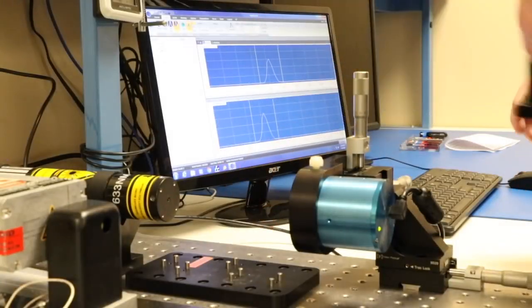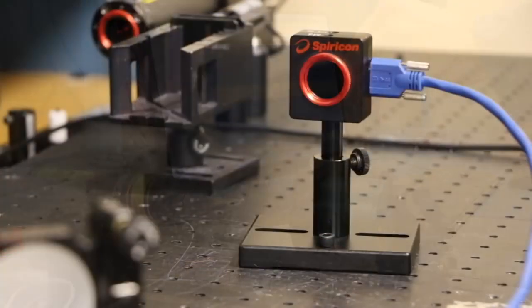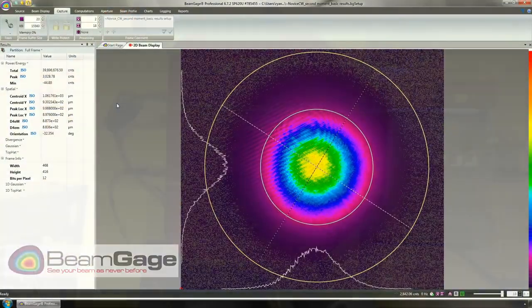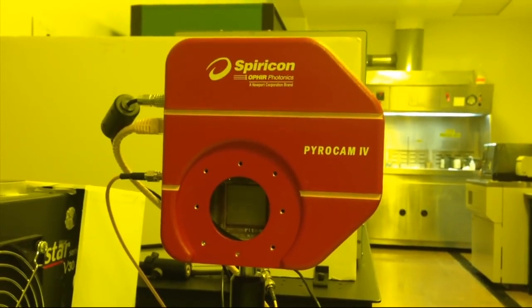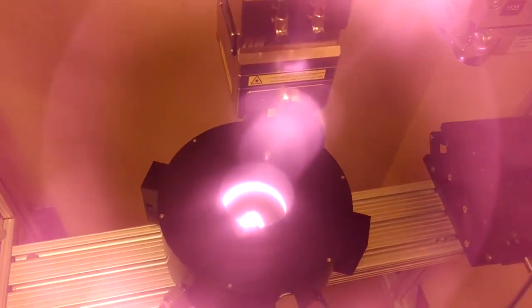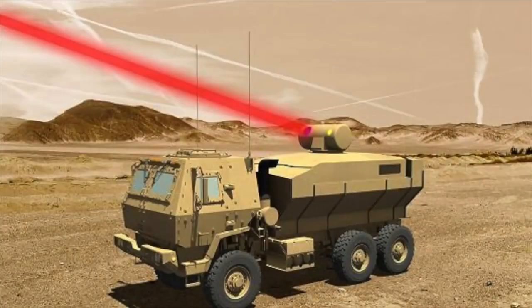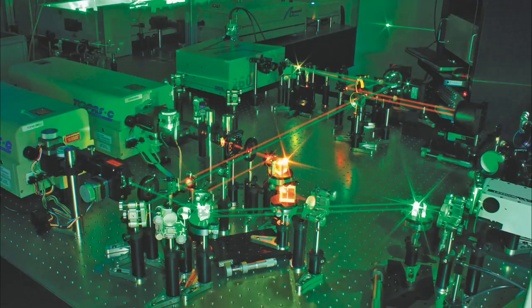From soft X-ray to terahertz, nanowatts to kilowatts, less than a micron to 3 meters, Spiricon and Photon beam profiling systems ensure success of every laser application, whether medical, military, industrial, or scientific.